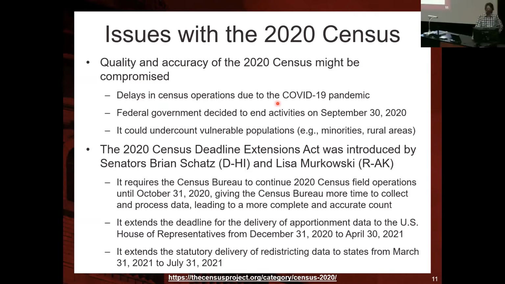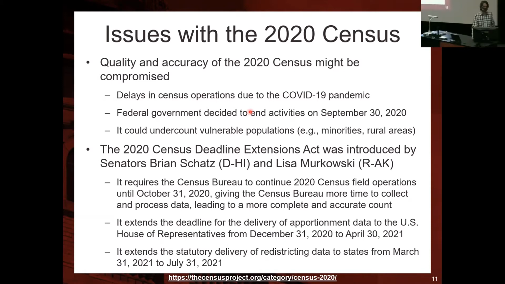Is this testable? Sorry? Is this testable? What do you mean? Anything with the 2020 census, is that testable or on the quiz or anything? Yes. Okay. I was thinking you were asking whether it is testable to know if the delays compromise the quality of the census. That's what I understood from your question.